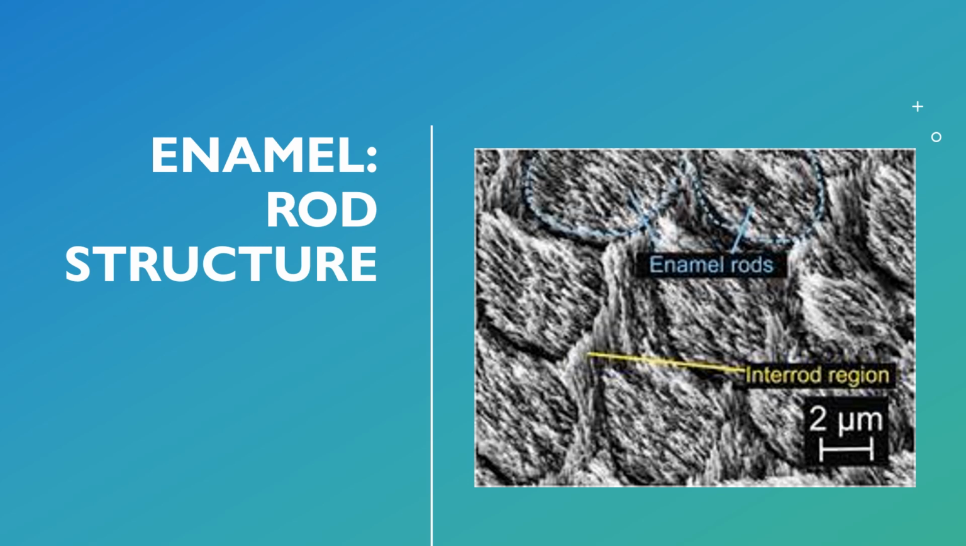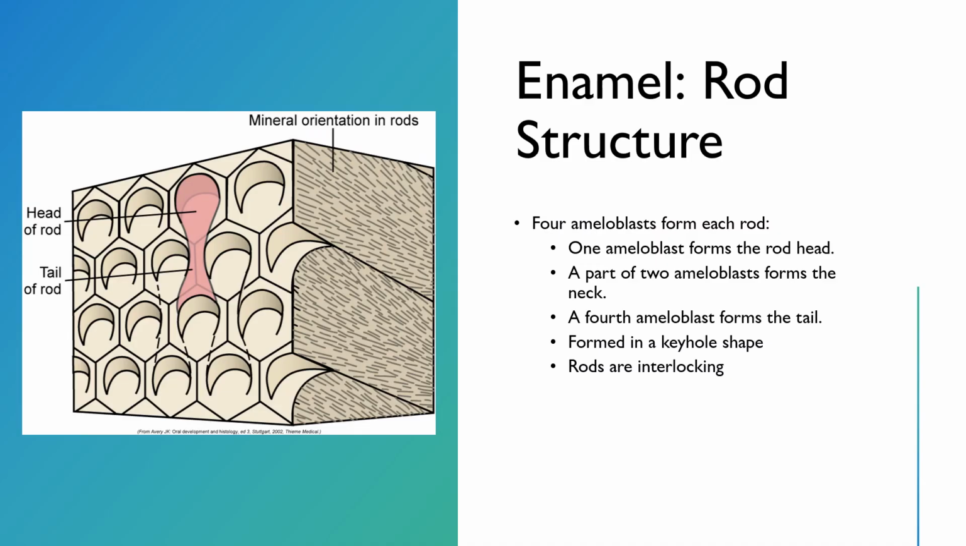Now we'll have a little bit of a closer look at the enamel rod structures. Now, to form an enamel rod, it's actually made up of 4 ameloblasts. So remember that those ameloblasts are an epithelial type of cell, and they are columnar in shape. Okay, so picture that they are kind of like a little column, so they're a little bit longer. So there is one ameloblast that will form the rod head.